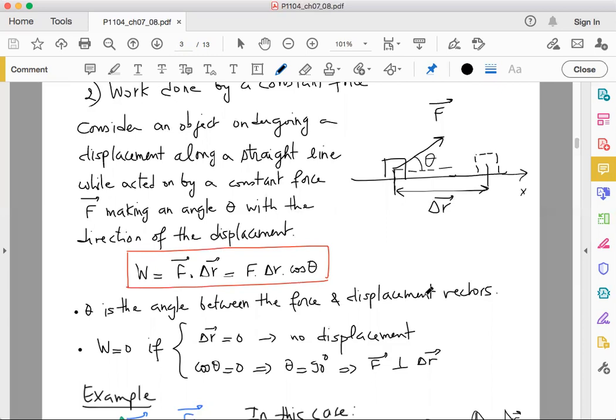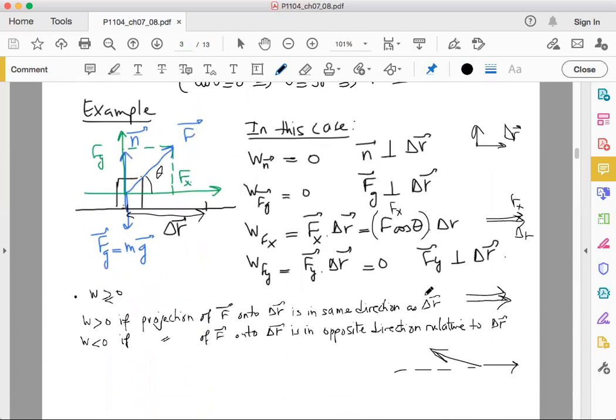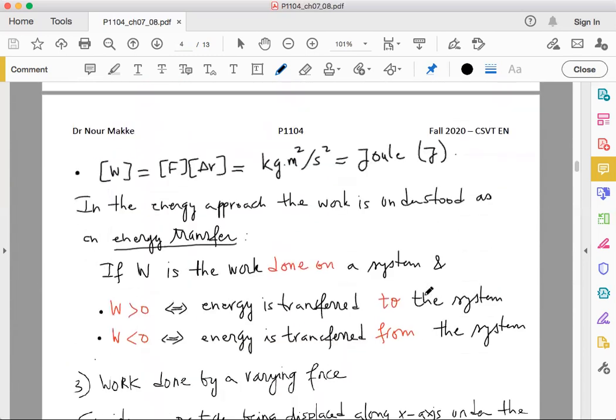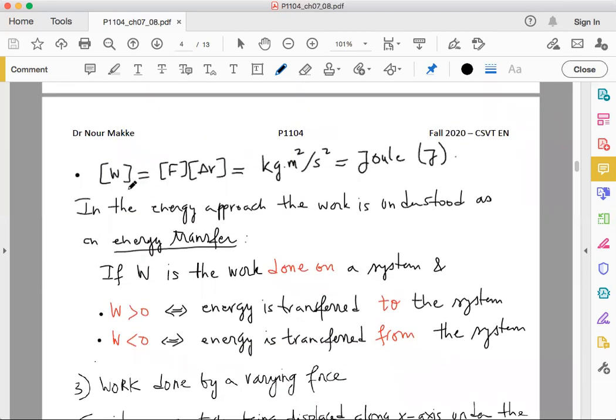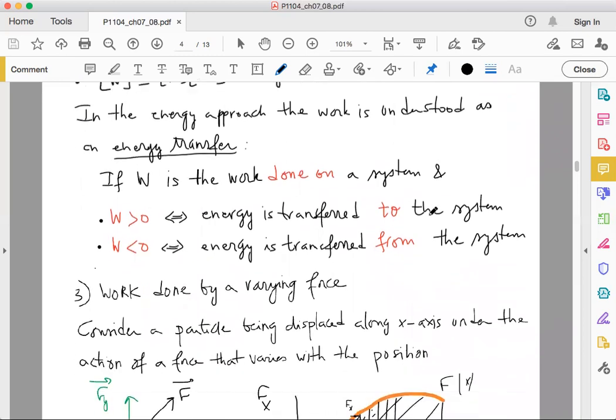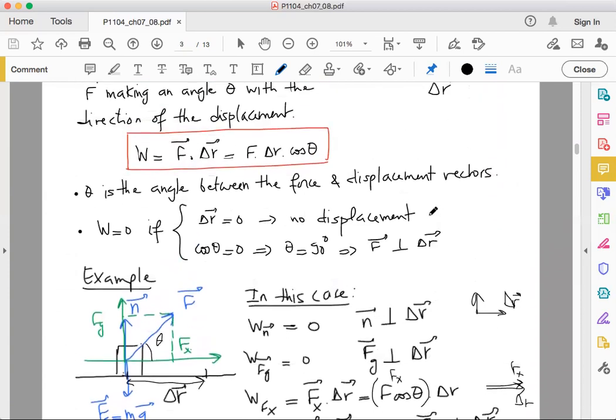And you can interpret the positive and the negative values of the work as an energy transfer to the system or from the system. So either the system is gaining energy or the system is losing energy. And the unit of W is the joule. So this is it about the work done by a constant force.